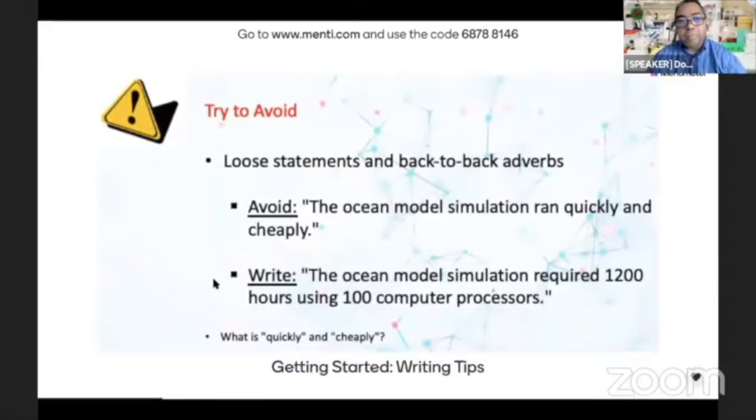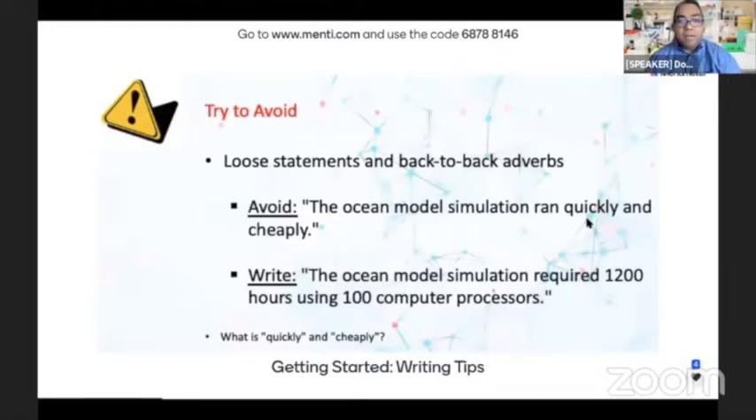Avoid vague statements and back-to-back adverbs. So, try to avoid, for example, "the ocean model simulation run quickly and cheaply." Okay? Better write something like "the ocean model simulation required 1,200 hours using 100 computer processors." Why is that important? Again, how quickly is quickly? When you say it ran quickly, how quickly? Or cheaply? How cheap is cheap? Okay, you have to be sure about it.